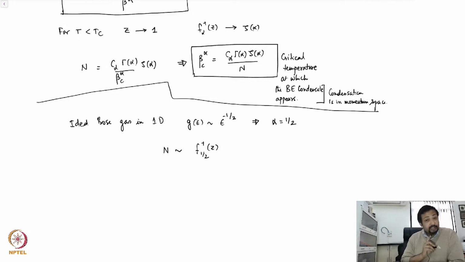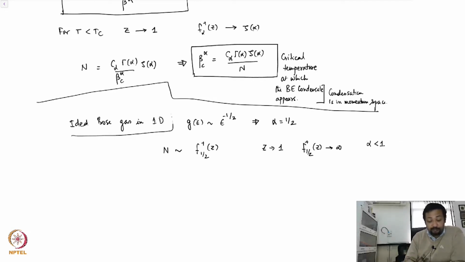But the curious thing is that as z tends to 1, f_half plus of z tends to infinity. The series doesn't converge because alpha is less than 1. And therefore, for a 1D ideal Bose gas, you cannot have a Bose-Einstein condensation.